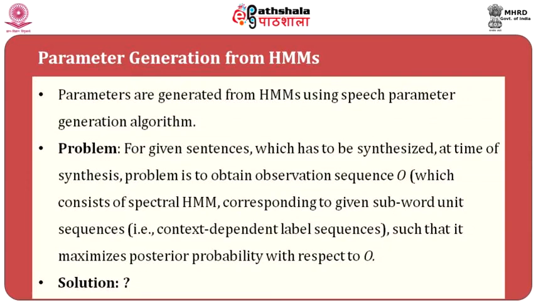Now the solution of this problem of parameter generation is worked out by solving a problem where we maximize the argument of the probability over O given lambda and T. To find the observation sequence from a given utterance, first we have to find the best state sequence such that it maximizes the probability, and then the observation sequence, that is O. Thus, by solving the above two problems, we can find the optimal observation sequence, which is given by O.